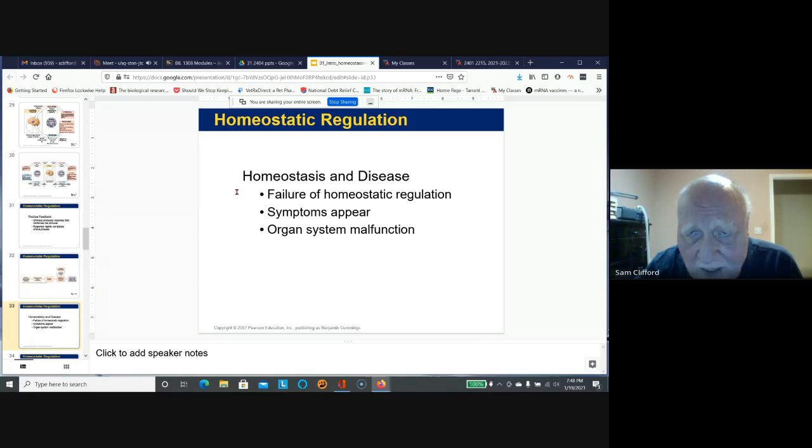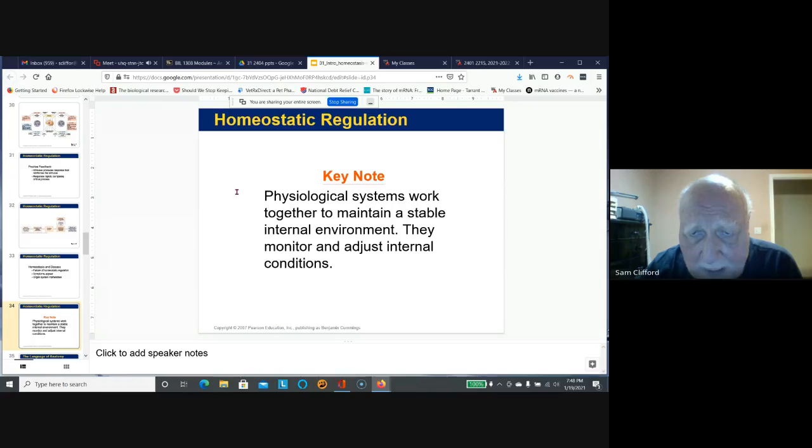If you can't maintain your values of blood flow and blood volume and temperature, you're not going to survive and you're going to be sick. So all of our physiological systems, digestion, respiration, urination, cardiovascular, nervous, they all work together to check on the values of pH and temperature and so on and adjust the internal conditions.